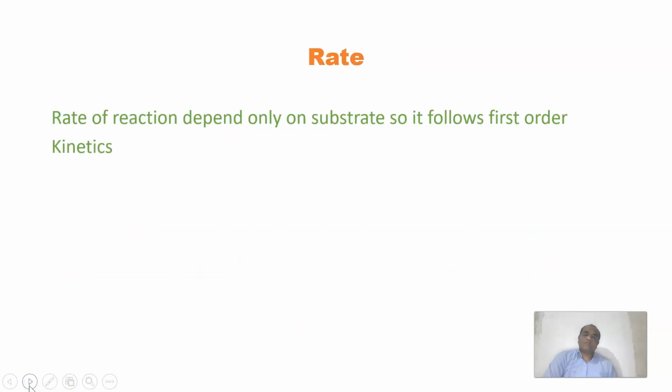Okay, now we'll see the rate of reaction. The rate of reaction depends only on substrate concentration. From the equation you can understand that rate equals k times the concentration of the substrate. So the rate of reaction depends on the concentration of the substrate, and it is said to be a unimolecular reaction.